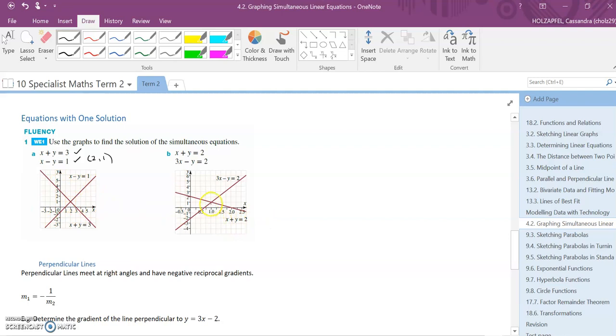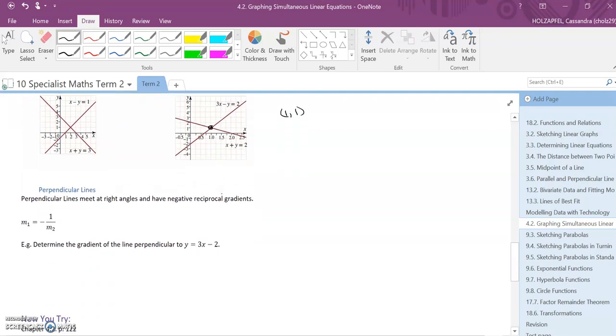Let's do the same thing over this side. Now I'm going to use my big brain. I'm going to have a look. Oh, what's that there? Is that the point of intersection? It is. So that's going to be at (1, 1). So let's just double check that by substituting it back into these equations. 1 plus 1 is 2. So yes, it will work for that equation. And 3 lots of 1, which is 3, minus 1 is 2. So it also works for that equation there. Very, very simple.